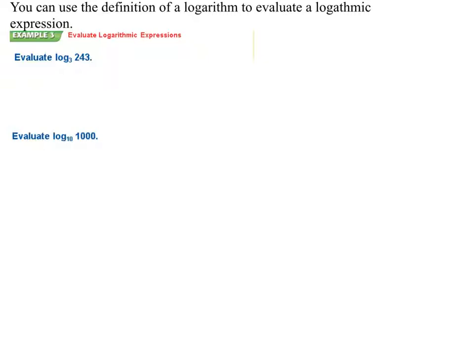Now that we are able to use our definitions, we can actually evaluate logarithmic expressions. So we have several examples we're going to go over. We have log base 3 of 243, and we don't know what that equals, and we want to solve that. So we're going to go ahead and put that equal to x. So now we can go ahead and rewrite this using what we just did, and we can say, okay, so 3 to the power of x equals 243.